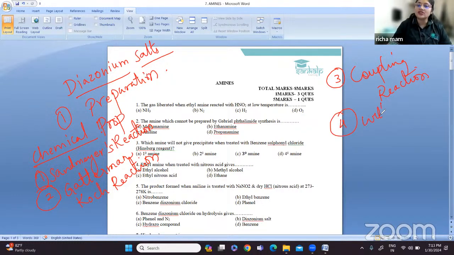Then the reaction of diazonium salt with potassium iodide, then hydrofluoroboric acid (borofluorates), and ethanol, that is, alcohol, and water. So these are the various chemical reactions you might have studied from this chapter. Without wasting any time, we'll start with the MCQs now. Is it clear?